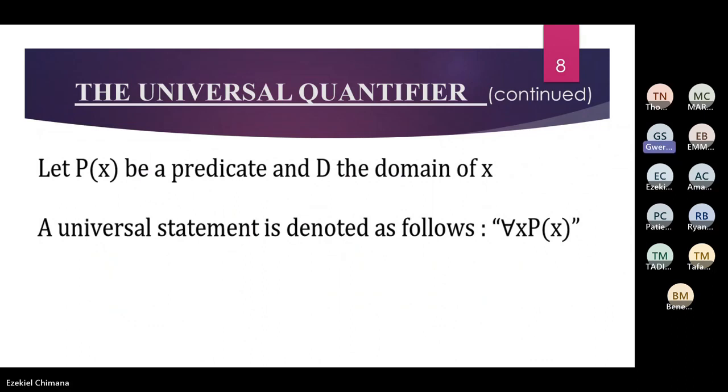Then with the universal quantifier, let P of x be a predicate and D be the domain of x. A universal statement is denoted as follows: for all x, P of x. That's how we write and how we denote our predicates using the universal quantifier.